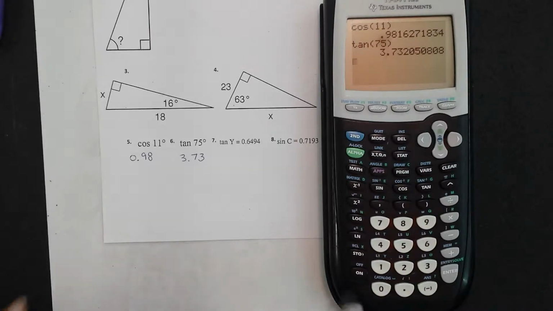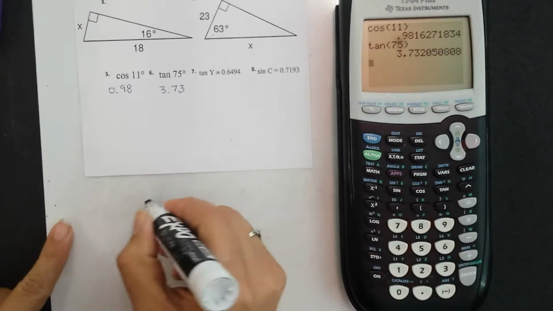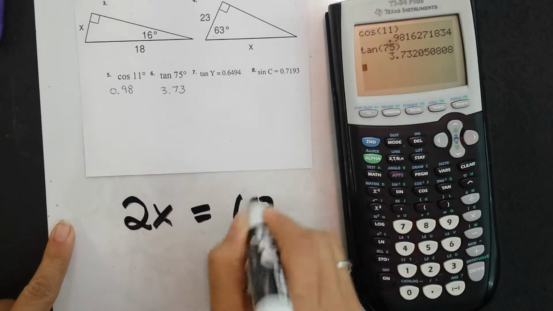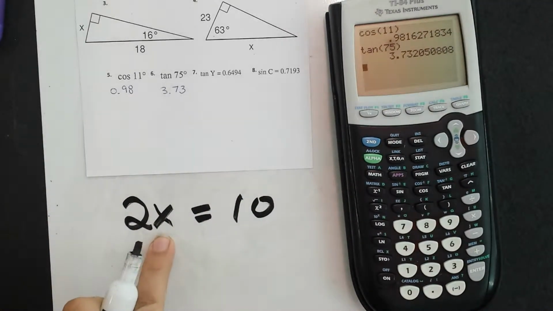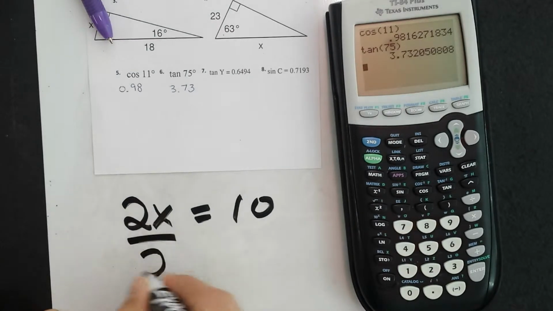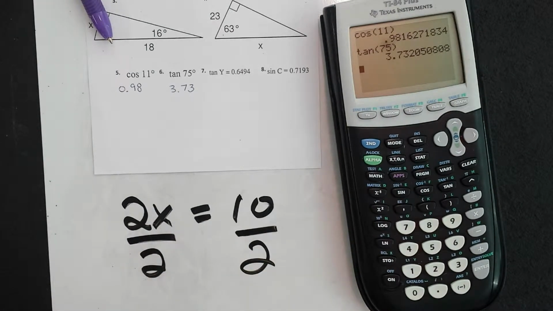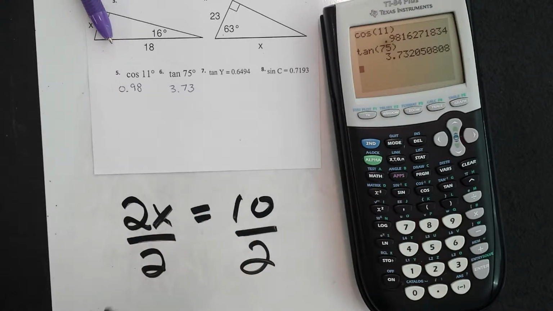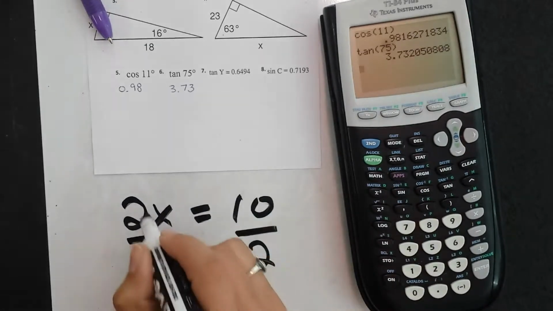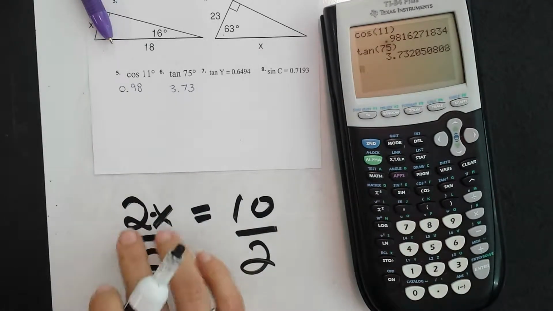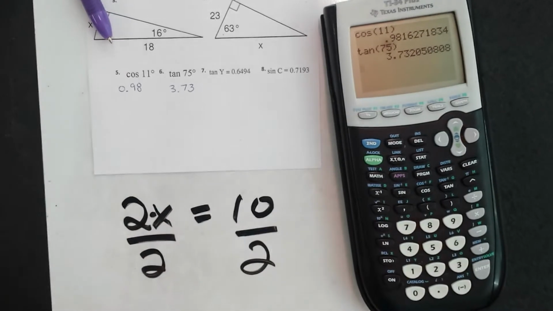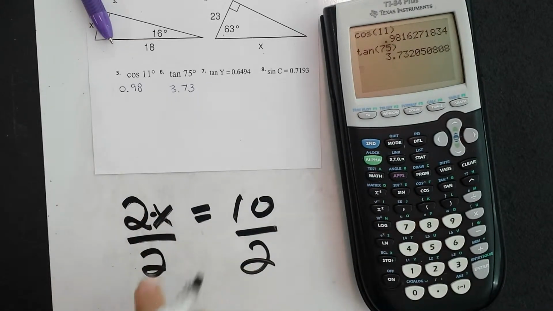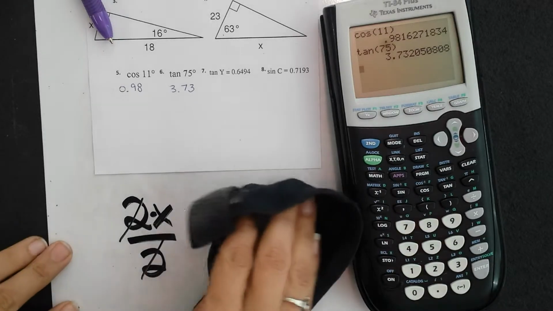If I had 2x equals 10, and I wanted to get x by itself, what would I do? Good, I would divide by 2. But do you know why you would divide by 2? It's because the operation between 2 and x, and by operation I mean multiplication, division, subtraction, addition, is multiplication. So really what you're doing is you're taking the opposite of the operation and doing it to both sides. So to get rid of 2 times, I divide by 2. So that will cancel this. That is the exact same concept when it comes to trigonometry.